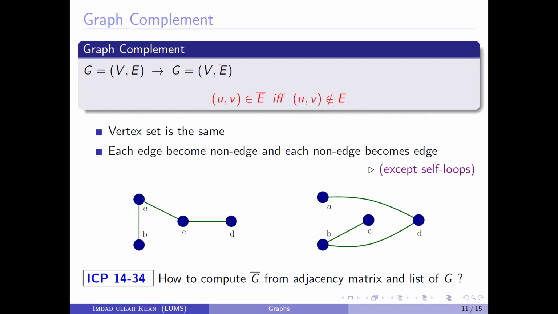Okay, try to formulate a mechanism or algorithm or piece of code or pseudocode for how to compute the complement from an adjacency matrix and adjacency list. So try to figure it out on your own. If you understood the complement concept, you should be able to come up with a mechanism for how you will output the complement of a graph given these two representations.